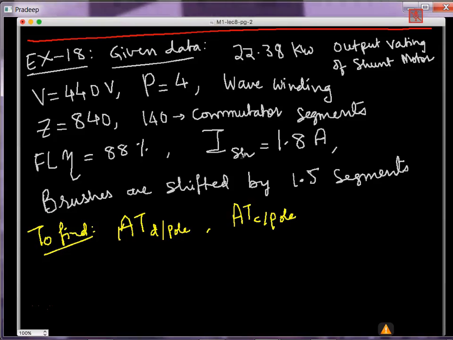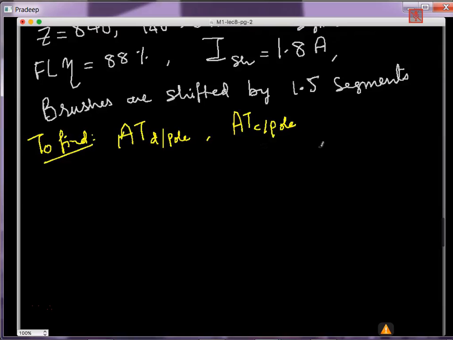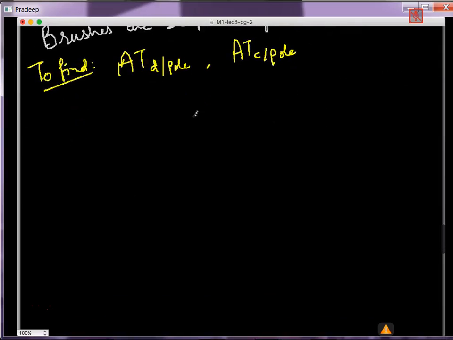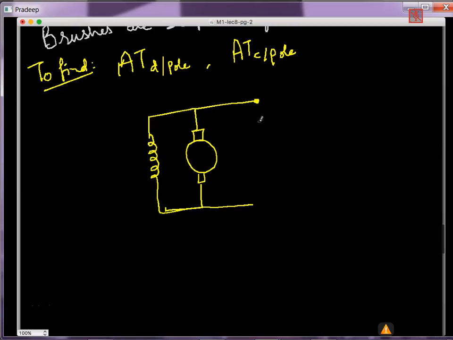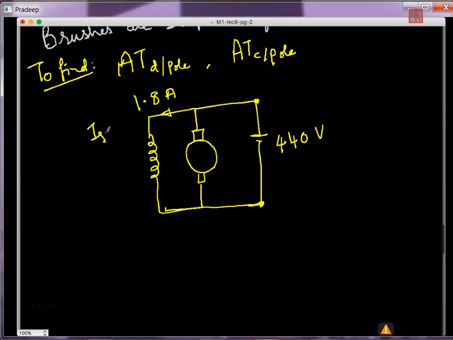For that we need to simply draw the diagram. So let me draw the diagram of the machine. This is the shunt. Basically we are talking about the motor, so therefore input will be the supply. So this is 440 volts terminal voltage. With that 440 volts terminal voltage, the current in the shunt field is 1.8 amperes. This is given in the question, ISH.